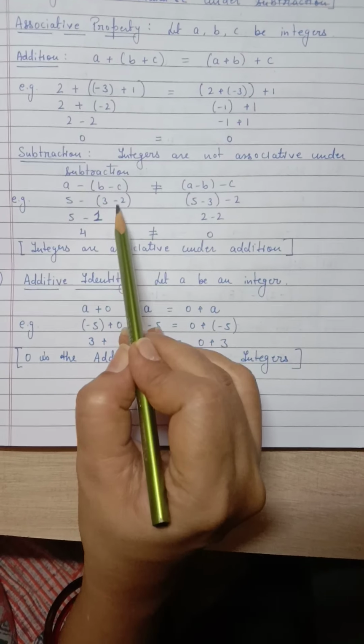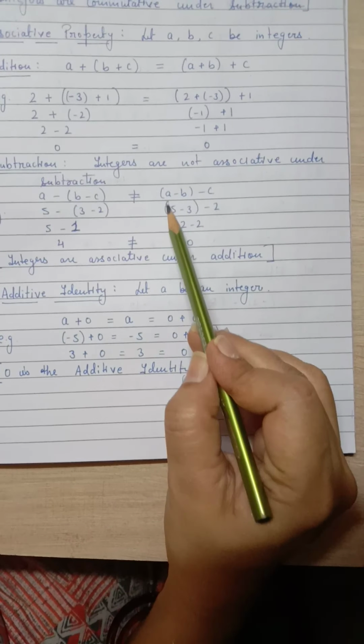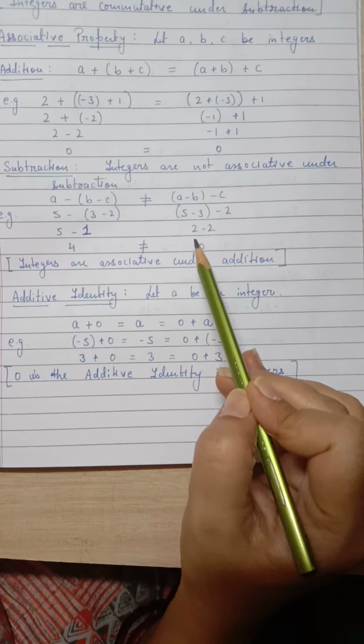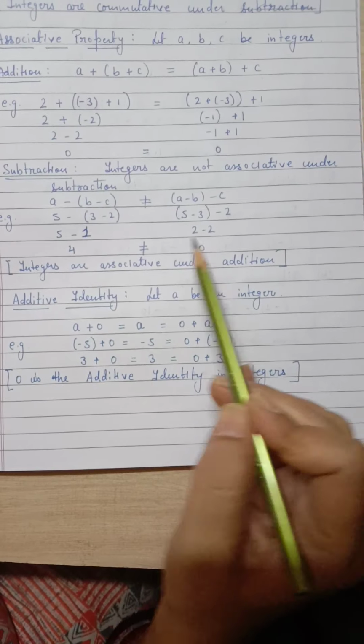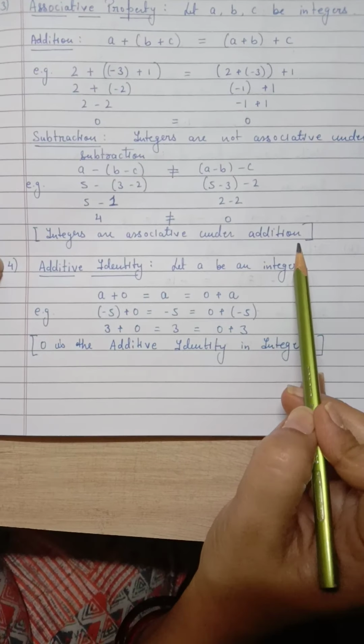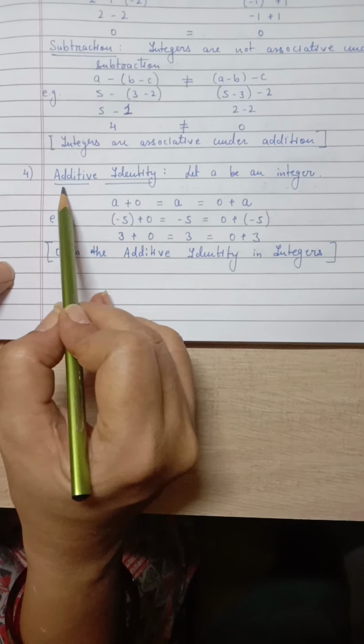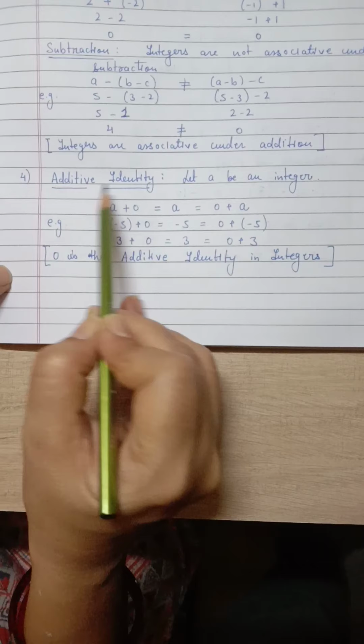Here I have made the group of 3 minus 2 and the answer is 4. And on another part I have made the group of 5 minus 3 and the answer is different, that is 0. So integers are associative in addition, not in subtraction. Let us come to property number 4, that is additive identity.